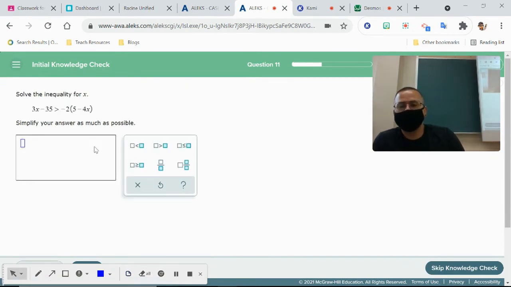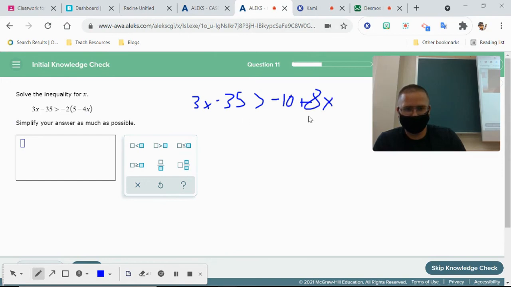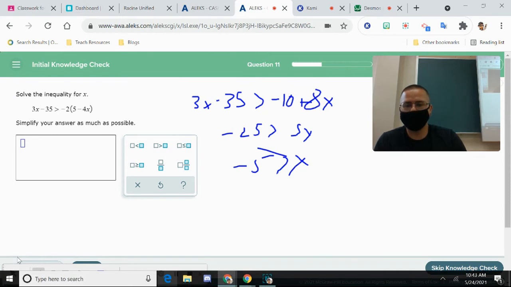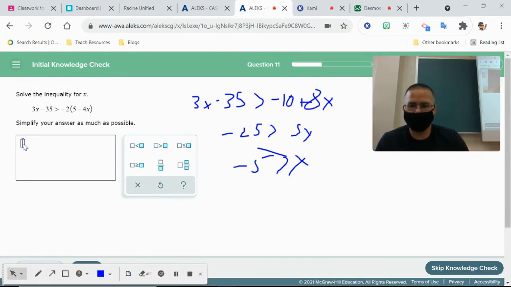So why do we keep solving inequalities, dude? Over it. All right, distribute first, right? So we get 3x minus 35 less than, or sorry, greater than. You multiply that negative 2 out, so you get negative 10 plus 8x. Subtract 3x on both sides, add 10 to both sides, you get negative 25 greater than 5x. Divide by 5 on both sides, you get negative 5 is greater than x, which is x is less than negative 5. So hopefully, I know I'm doing this fast, but hopefully that's something that you can do pretty easily. We did cover that. Plus 5. Oh, negative 5. Look at me rushing for no reason.